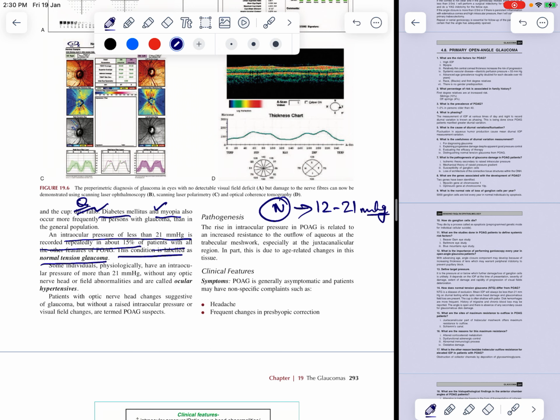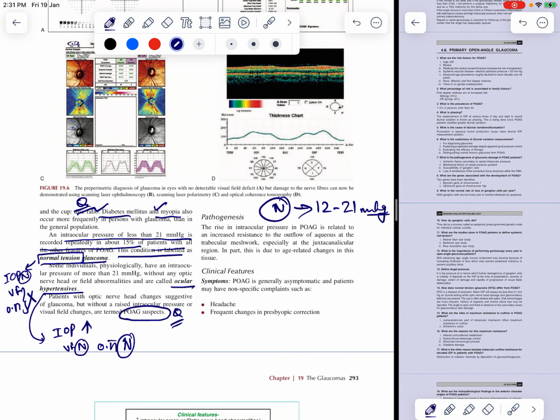This condition is labeled as normal tension glaucoma. Normal tension means IOP normal, visual field and optic nerve not normal. Ocular hypertensives: IOP raised, visual field normal, optic nerve normal. You have to differentiate. Patients with optic nerve head changes suggestive of glaucoma but without raised IOP or visual field changes are suspected POAG suspects. Again a question. These all are questions, be it entrance exam, be it theory exam, be it a Viva exam.